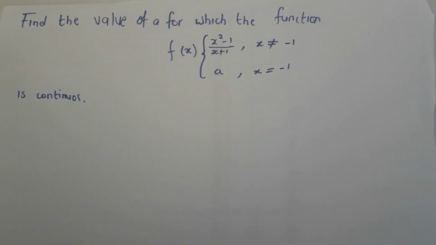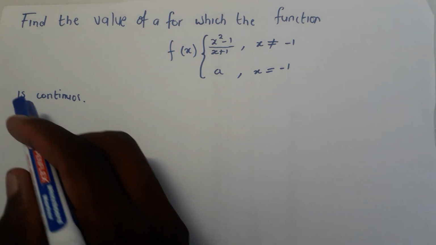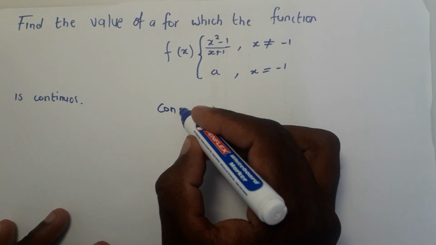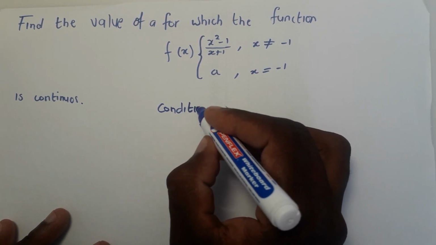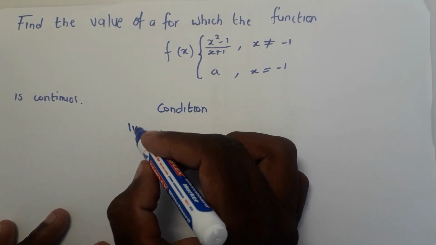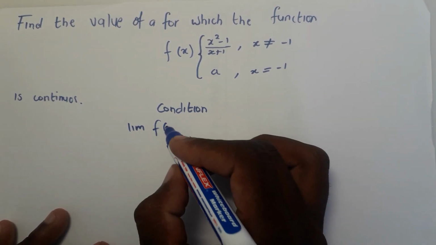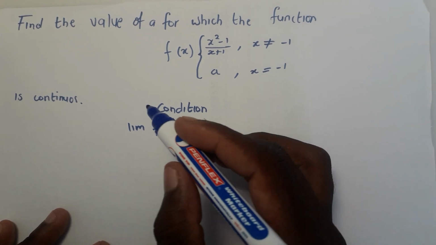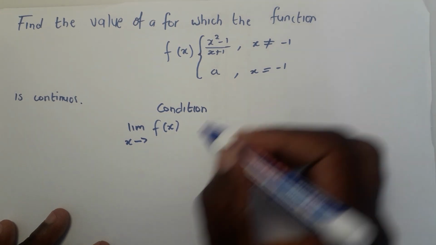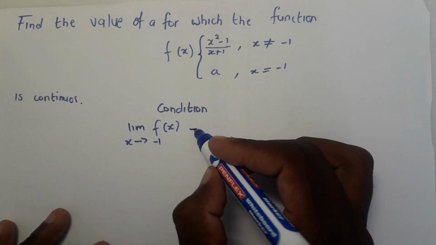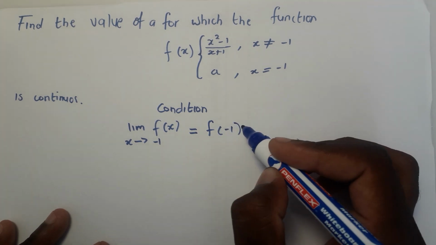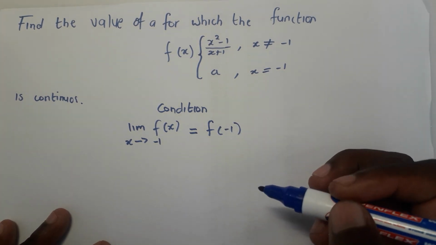Now, if the function is continuous, there is a condition. The condition for a function to be continuous is that the limit of that function as x approaches, in this case, -1, must be equal to f at -1. So this is the condition.